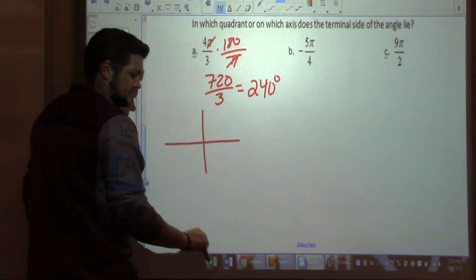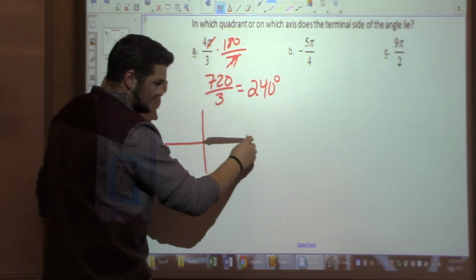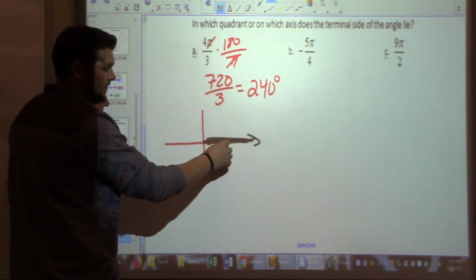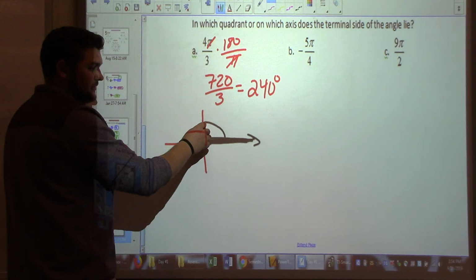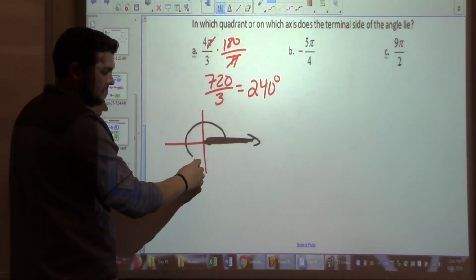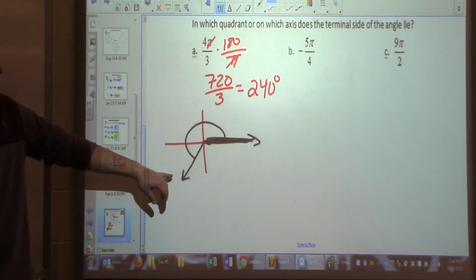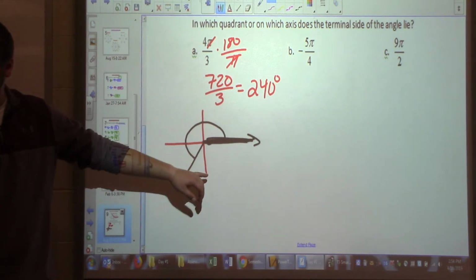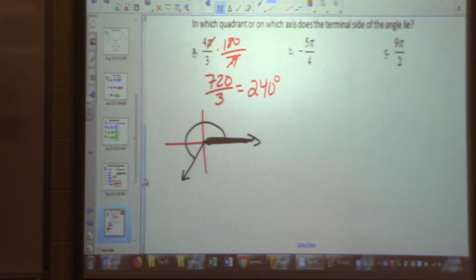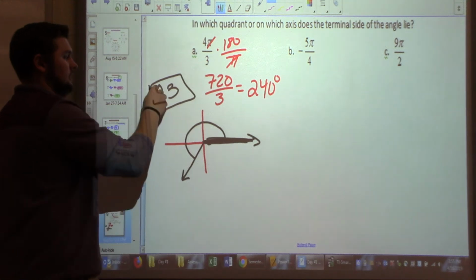So what I would do, because I need to visualize things, I would draw a picture. Draw the 2 axes. Right? I'm starting right here. That's 0. I'm going 240 degrees. How far did I just go? 90. How far did I go now? 180. 240's got to be somewhere in here. It doesn't have to be perfect, but I know 240 is between 180 and 270. So what quadrant did my terminal side and my ending side end up in? 3. So quadrant 3, or Q3, would be my answer.